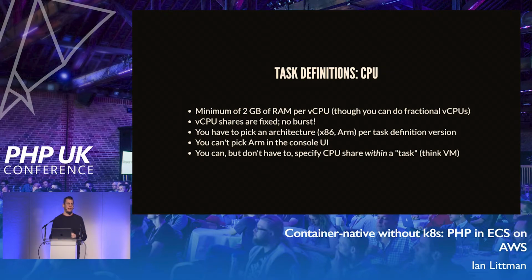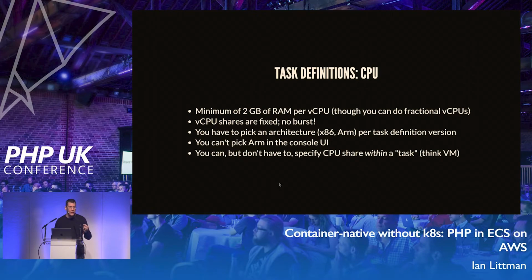Memory scales at 2 gigs minimum per vCPU. You can go down to 1/4, so you can have a Fargate container as small as a 1/4 CPU and a half gig of RAM. Again, you do have to pick the architecture here within the task definition. That task definition within the console, you can't actually pick anything other than x86. There's not even an option. Fargate does run on ARM now if you tell it to, but you basically have to do that via APIs in the command line, and that's out of scope for this presentation.